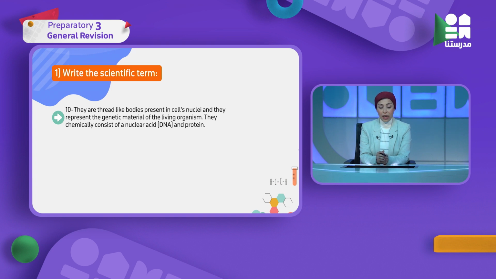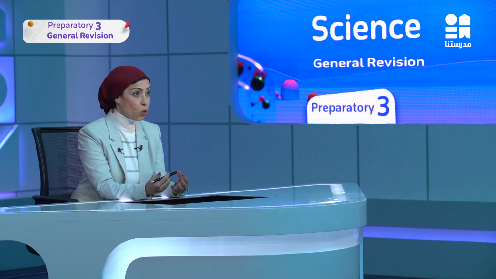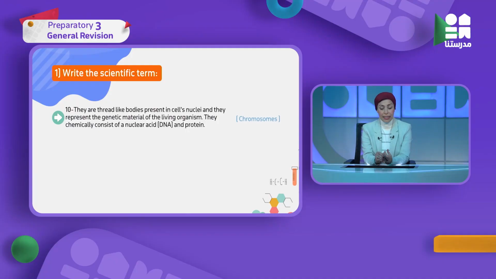They are thread-like bodies present in cell nuclei, and they represent the genetic material of living organisms, and they chemically consist of nucleic acids, which is DNA. What is the structure that combines all of these? Of course, it is the chromosome. So the answer is the chromosomes.